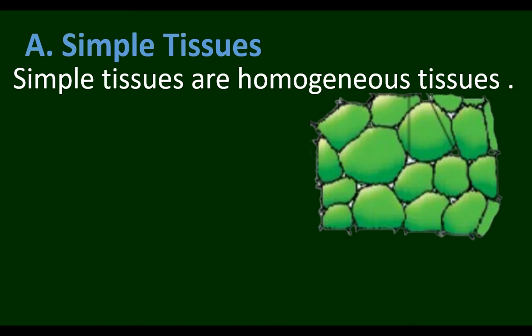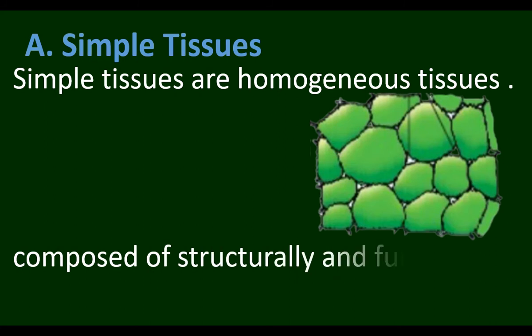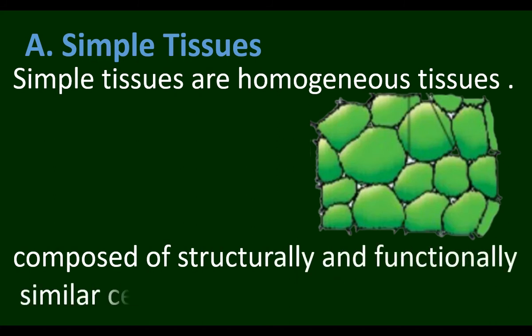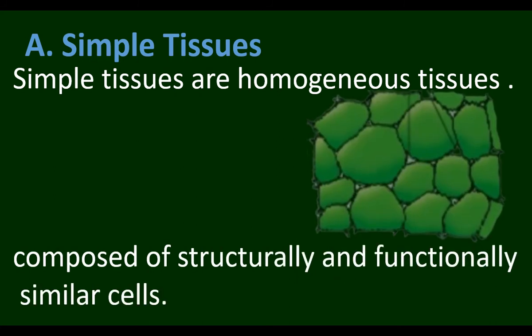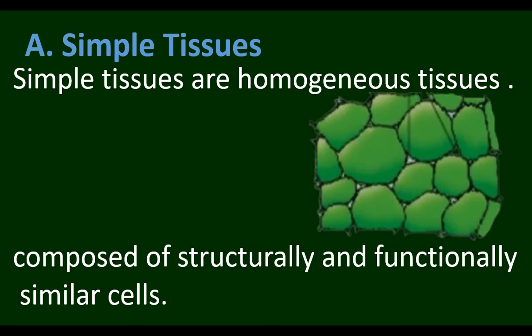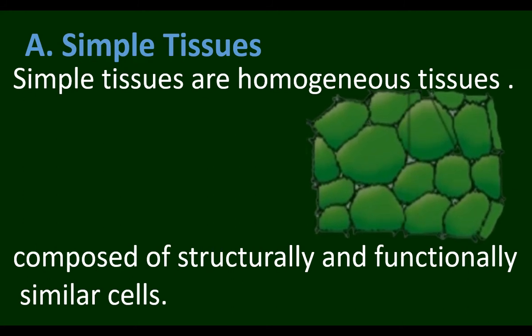Here, look at this diagram. It is a simple permanent tissue. It is made up of only one type of cells. These tissues are made up of similar type of cells. Simple tissues are made up of similar type of cells. They are structurally and functionally similar. In this picture, the simple permanent tissue shows similar type of cells.